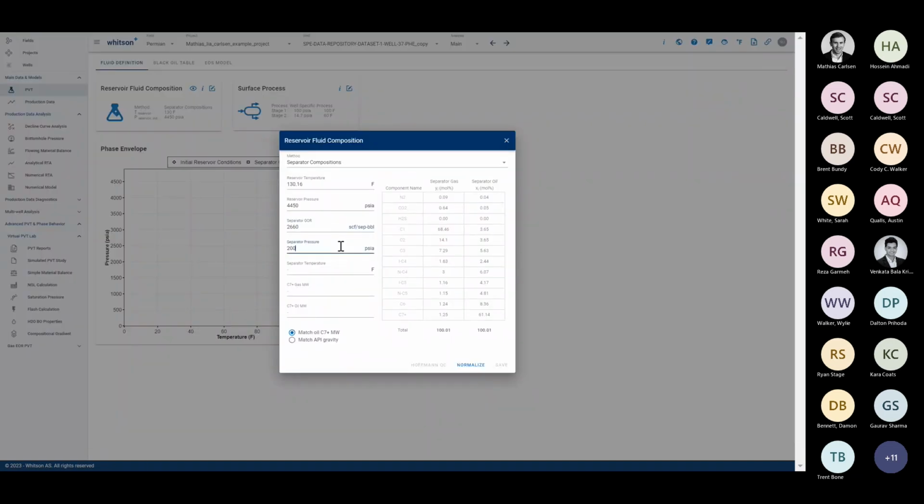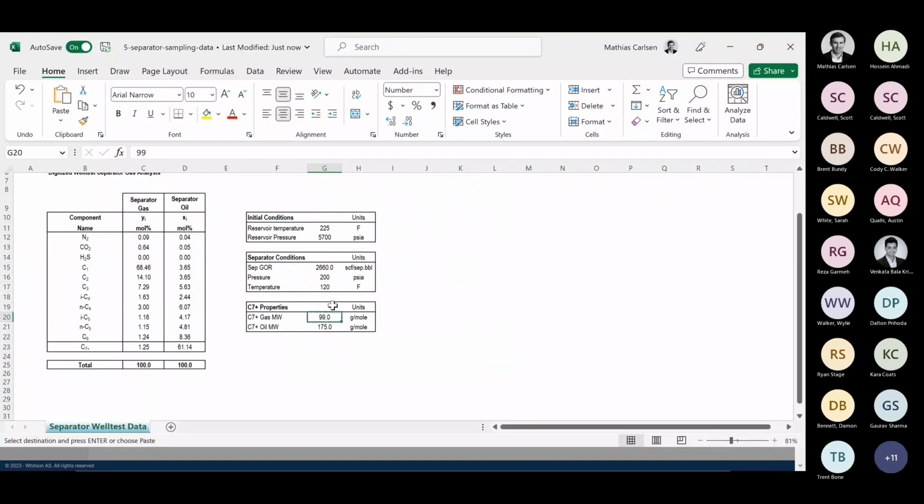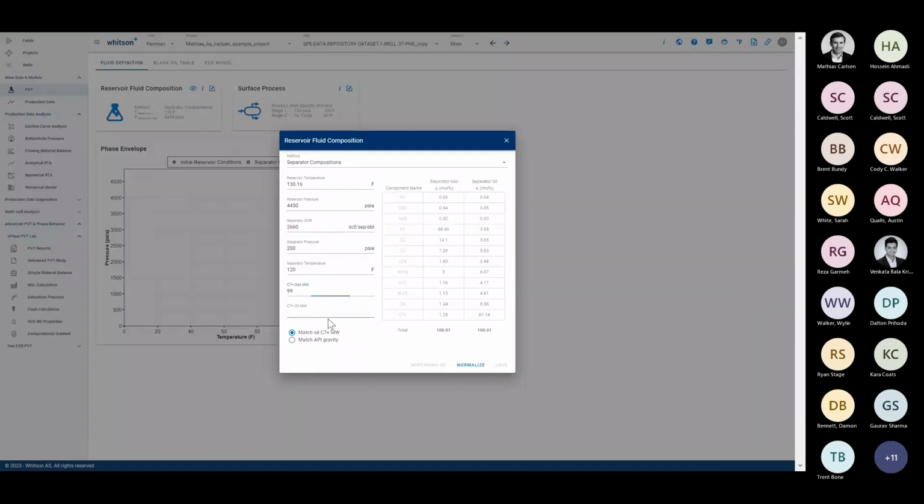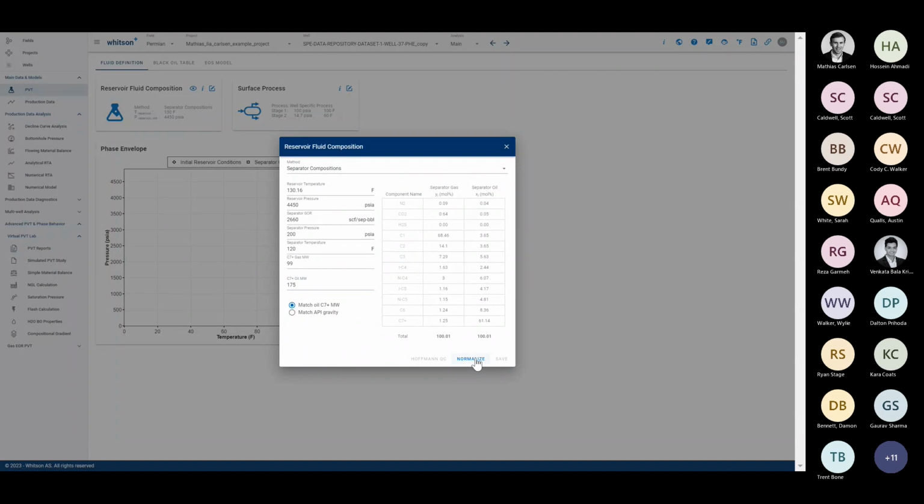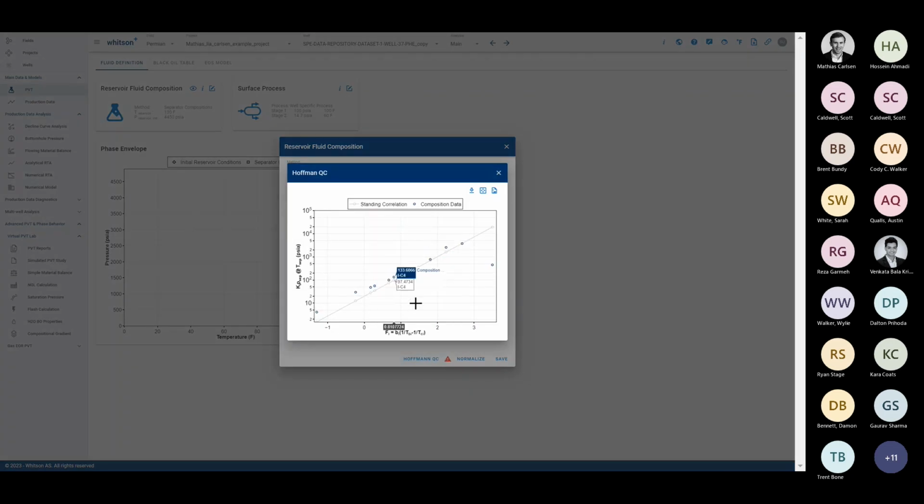Pressure of 200, separator temperature of 120, and then a 0.99 specific gravity, 175 molecular weight. What we also see now is when we click normalize, we get this Hoffman QC. Here it looks like these are not really in very good equilibrium, at least not this one right here. That's very common, that we see some of these components with very little amount of N2, for instance, in the separated oil, and vice versa, that they can cause some big deviations.